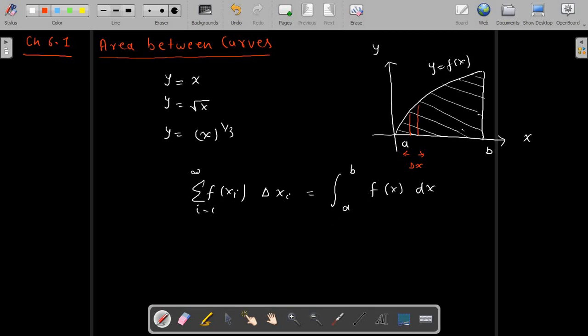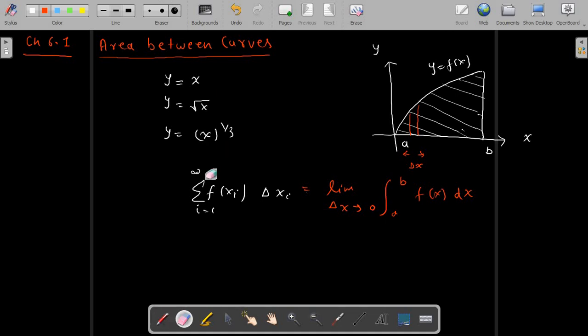For this limit, delta x becomes 0, almost 0, the length. Then it will become the integral from a to b of f(x) dx, right? That delta x becomes dx. Okay, Kevin, you got this introduction?